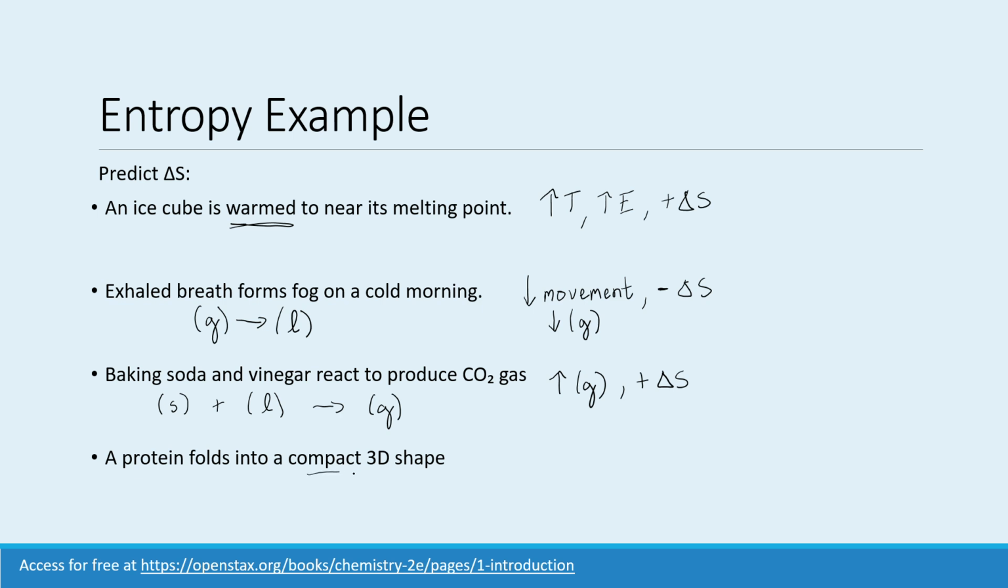And then the last one, a protein folds into a more compact 3D shape. Okay, so if we're folding and compacting this, we're going to decrease the amount of movement or motion or freedom of those atoms. And so anytime we're decreasing that movement, we're going to have a negative delta S, okay, or a decrease in the entropy of the system.